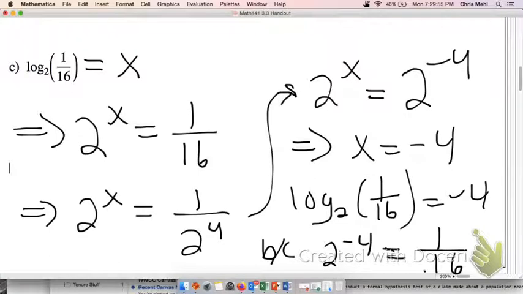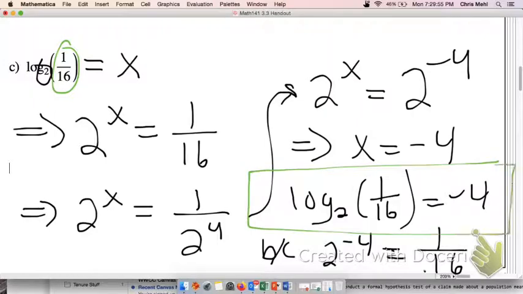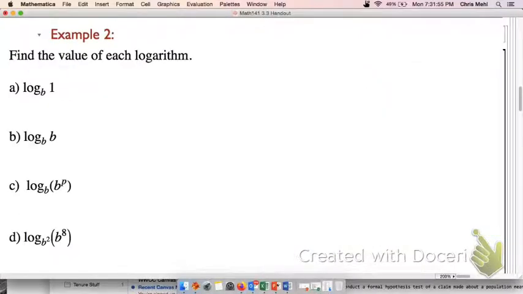Okay, so I could have really said that at the beginning. What power do I have to raise 2 to get the 1/16? And 2 to the negative 4 equals 1/16. So that's why the value of the logarithm is negative 4. Okay, so if you get good at these, you can basically write down the answer. So if you know that 2 to the minus 4 equals 1/16, you're done right away. Okay, example 2.